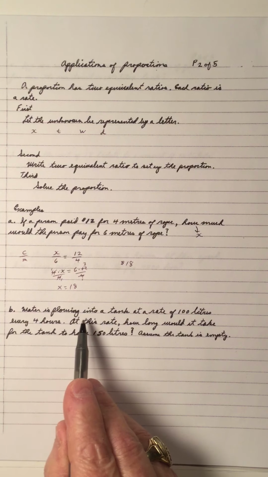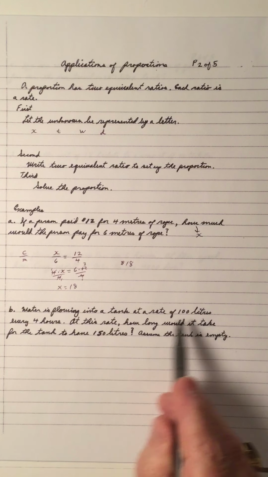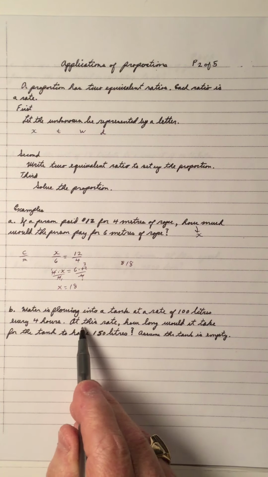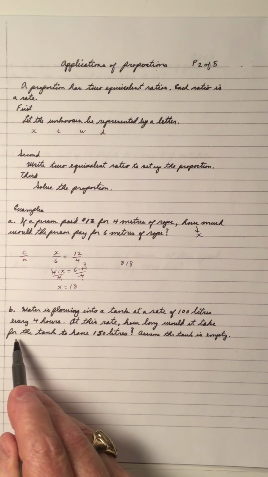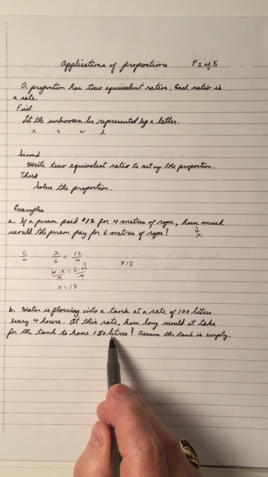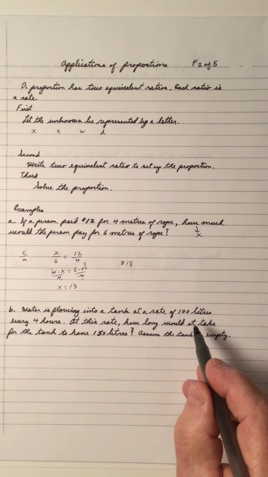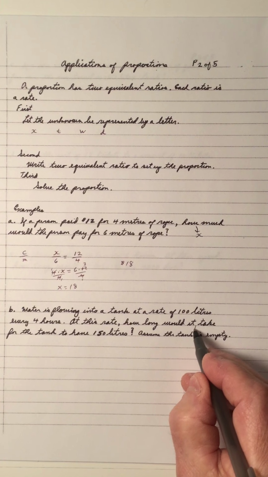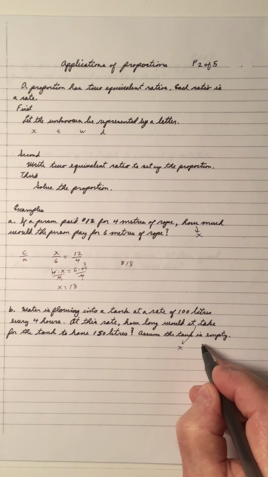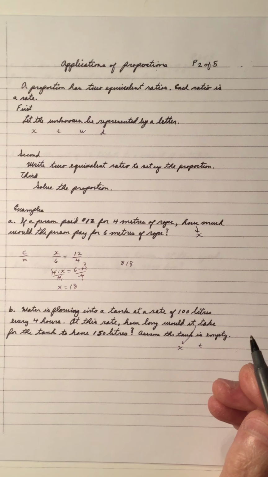B. Water is flowing into a tank at a rate of 100 liters every 4 hours. At this rate, how long will it take for the tank to have 150 liters, assuming the tank is empty? So how long will it take? Well, that's X, or you can call it T, whatever you wish.